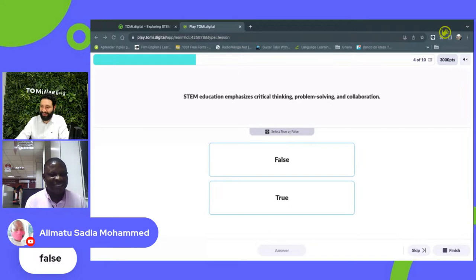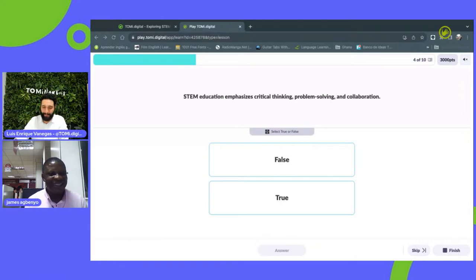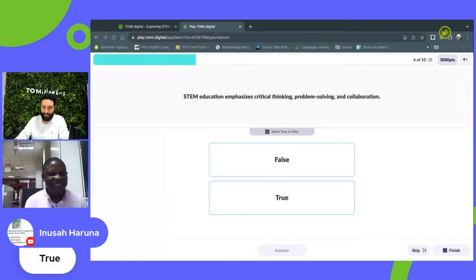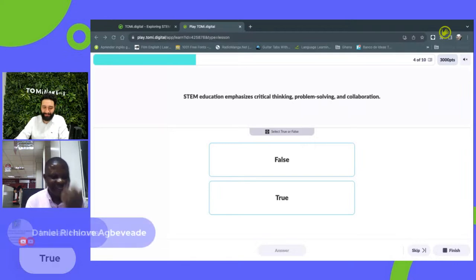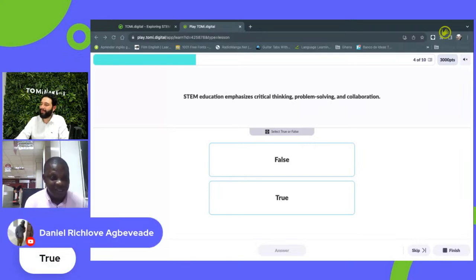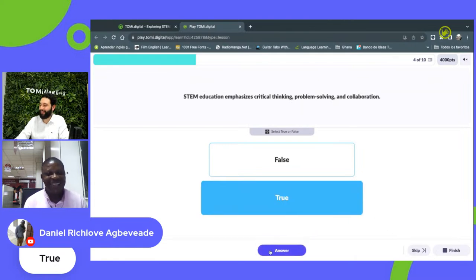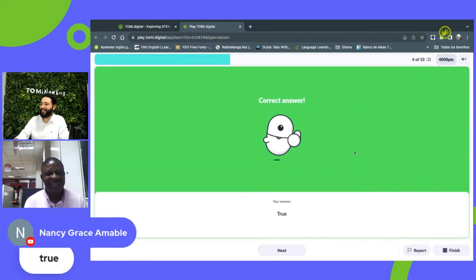There's a false over here. Alimatu Sadia said false. Yes, Inusa said true. Daniel Richlab, Agbeviade from Ghana, I'm sure, says true. I'm going to go for true. I think yeah, it's true. It's true, yes. Yes, definitely.